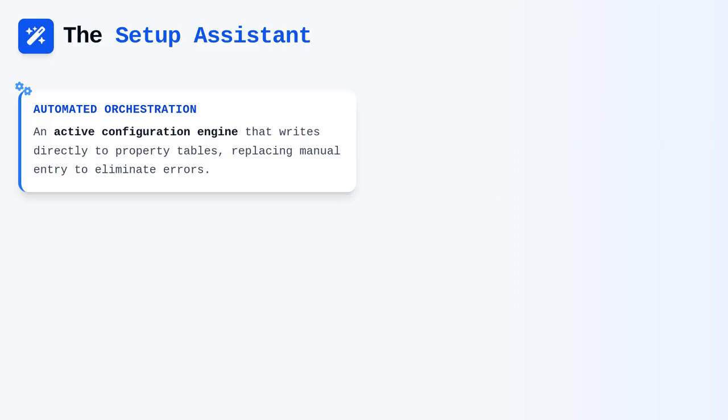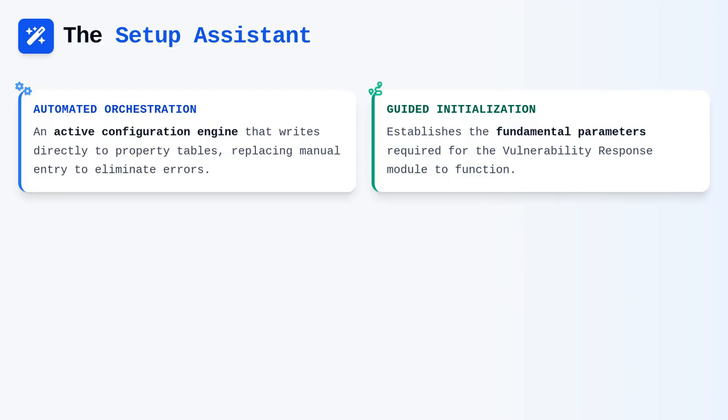The Setup Assistant serves as an automated orchestration layer designed to reduce manual configuration errors during initial deployment. By navigating through its guided paths, you initialize the fundamental parameters required for the Vulnerability Response module to function within your instance. This tool is not merely a documentation guide. It is an active configuration engine that writes values directly to property tables and alignment records.